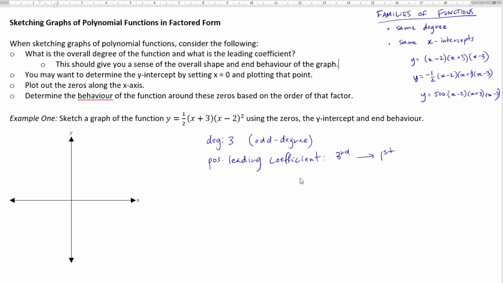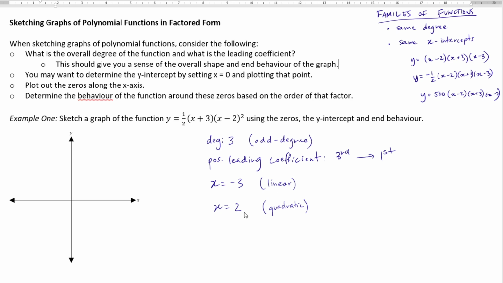And then I'll take a look at the zeros. Well, I have a zero at x is equal to negative 3. At x is equal to negative 3, I can see that factor is raised to the exponent 1 right here, so it's going to behave linearly through that factor. And then I also have x is equal to 2. Around that zero, that factor is raised to the power of 2, so it's going to behave like a parabola or a quadratic through x is equal to 2.